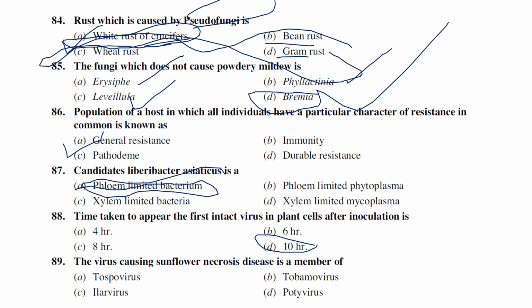So after 10 hours. Okay, the virus causing sunflower necrosis disease is a member of ICAR virus. So ICAR virus or carrot rattle mosaic virus or umbra virus, this comes under ICAR virus, I think so. But sunflower necrosis comes under this ICAR virus only.